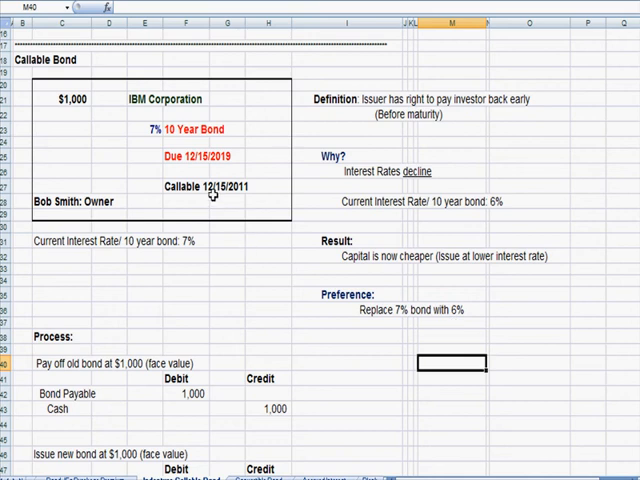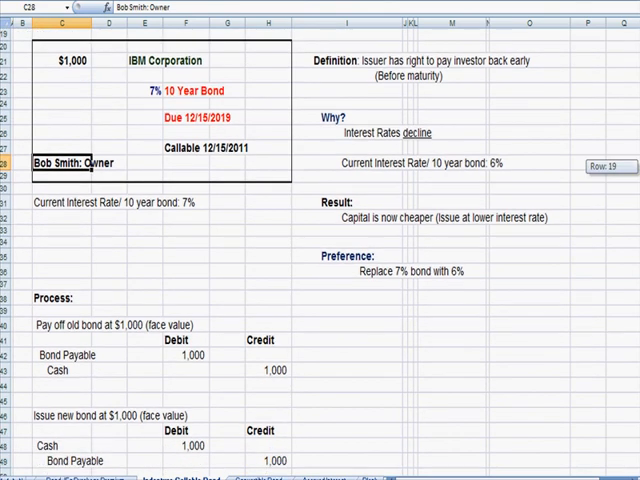So let's say that we get to that date, 12/15/2011, and IBM contacts their Bob Smith and the other owners of this bond and says, we are going to exercise our call feature, so Mr. Investor, we are going to pay off this bond early. If you go down here, you see the actual process, what happens when that bond is paid off in terms of debits and credits. First of all, we pay off the old bond its face value, which is $1,000, the amount that it was originally issued at.